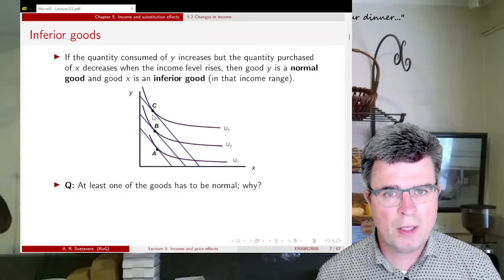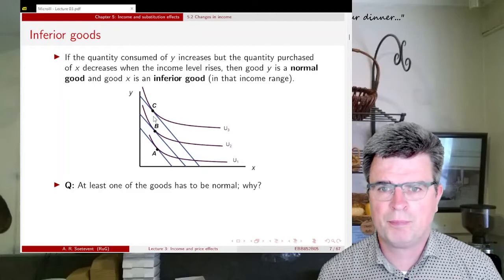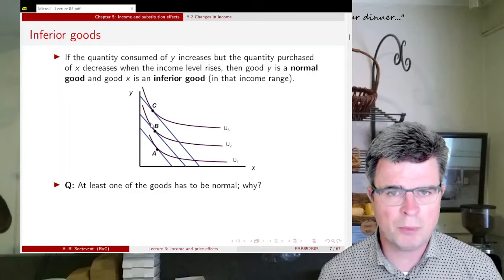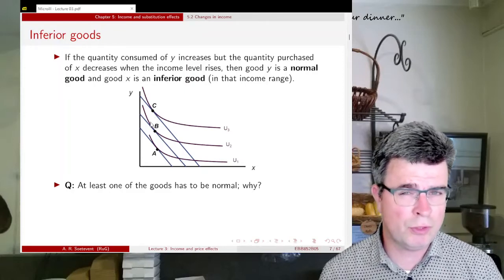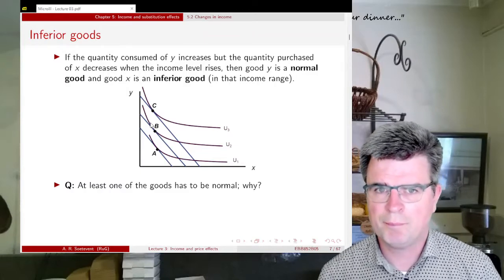So in an economy, at least one of the goods needs to be a normal good. So in a two-good economy, like the one that we considered here, at least one of the goods needs to be a normal good. The question is, why?